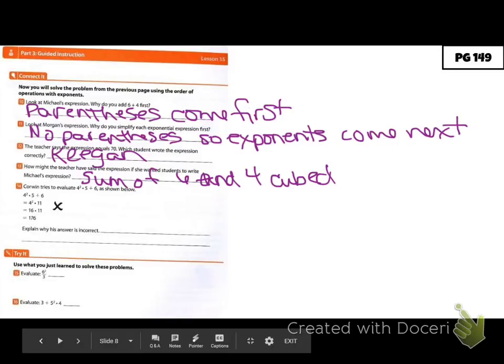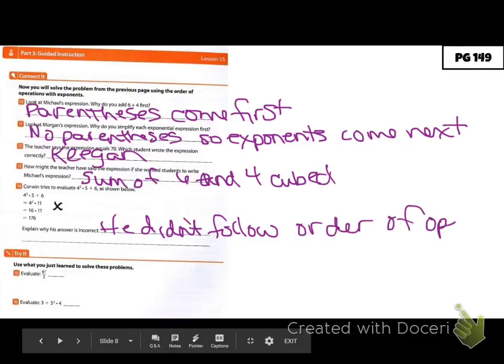Number 14, Corwin tries to evaluate 4 squared times 5 plus 6 as shown below. So he does 4 squared times 11 and then 16 times 11 to get 176. Explain why this answer is incorrect. Well, he didn't follow order of operations. In order of operations, looking at this problem, before he added, he should have done the exponent.